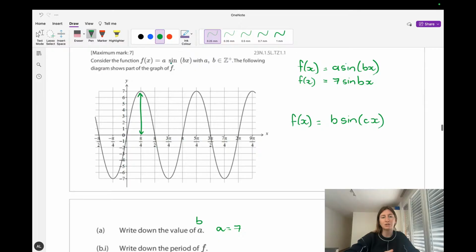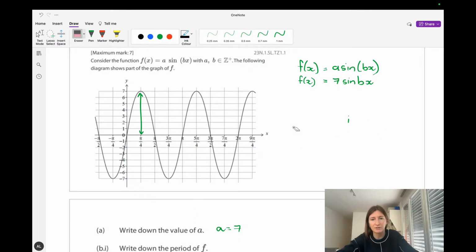Even though we mostly use a for amplitude, b for period, c for phase shift, and d for principal axis, they can sometimes shift it in the question. So you've just got to remember where things belong. But that has not happened in this question, so we're good. So a equals 7. Write down the period of f. So how long does it take this graph to repeat itself before we get back to the beginning again? So going, nothing's repeated itself. Here we go.